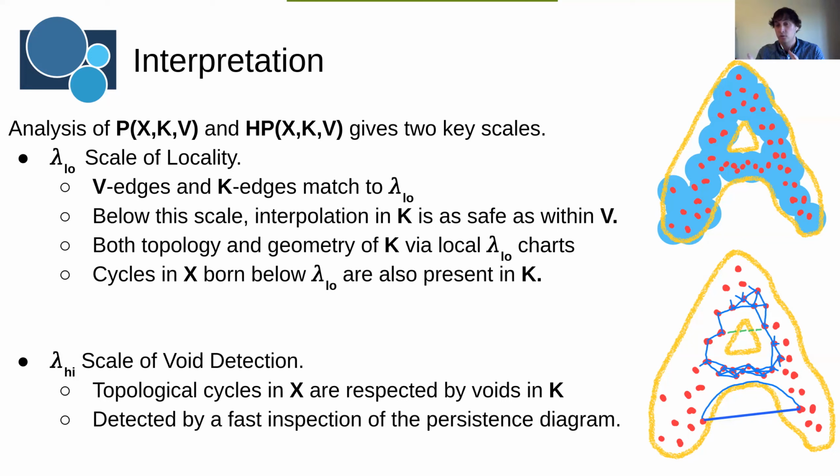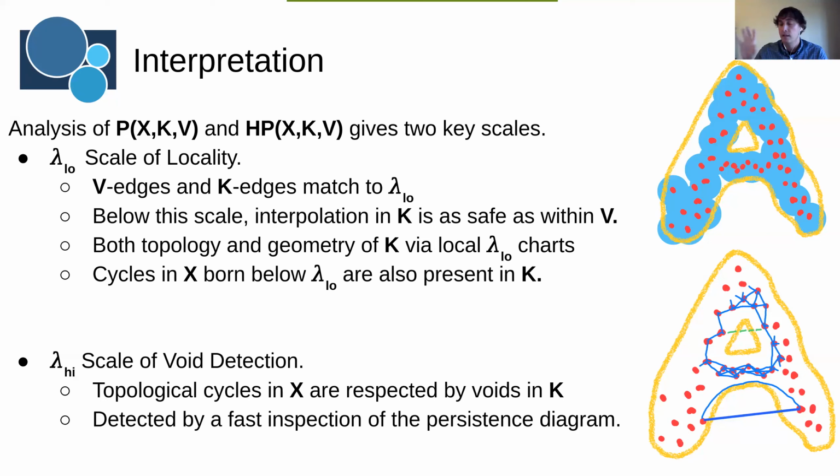So this is kind of like local geometry. We're saying the local geometry of the data set matches the local geometry of the model. At the other extreme, we also provide another number called lambda high. Lambda high is telling you when large-scale topological structure is respected in the model and in the data set.